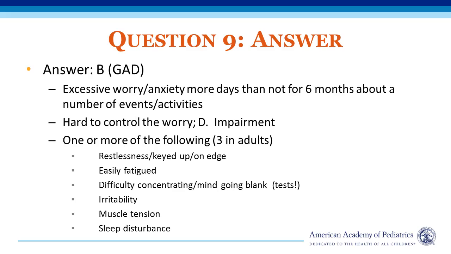So the DSM-5 for generalized anxiety disorder: excessive worry or anxiety more days than not for 6 months about a number of events and activities, that they find it hard to control the worry, and that they have impairment. It affects them. It's affecting their life. And then in addition to the excessive worry, they need to have one. In children, it's only one of these, and in adults, it's 3. And in this instance, she had multiple ones: headaches from muscle tension, sleep trouble, irritability, mind going blank. Very often when patients report, I know it, and then my mind goes blank, the first thing I think is anxiety.